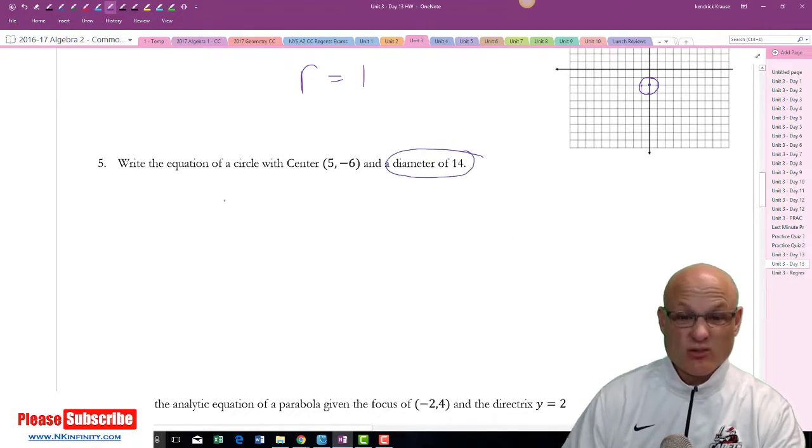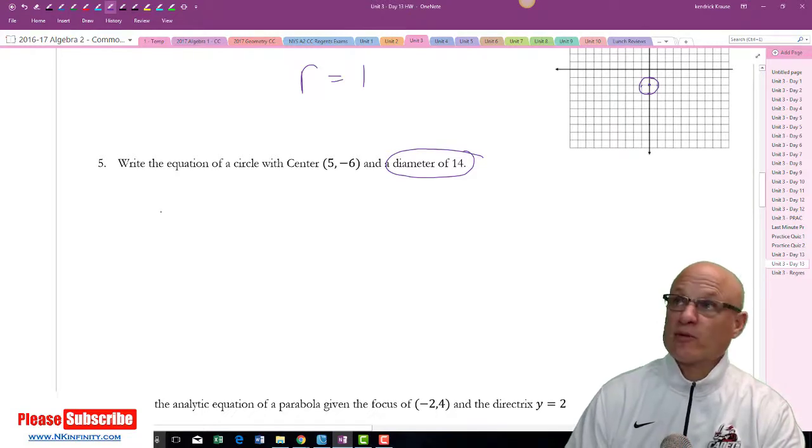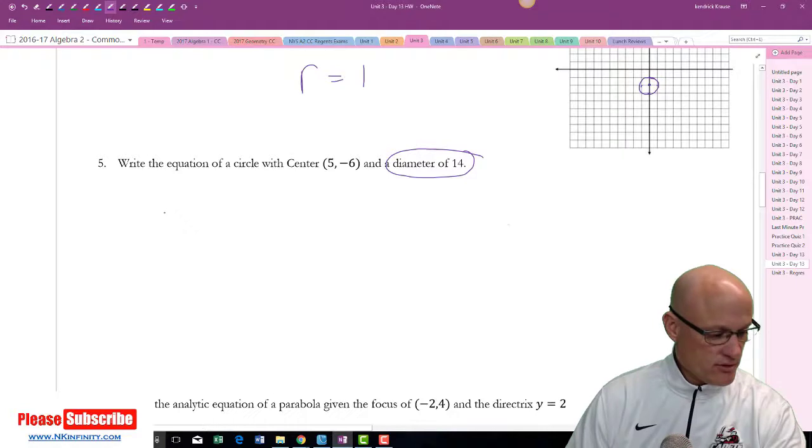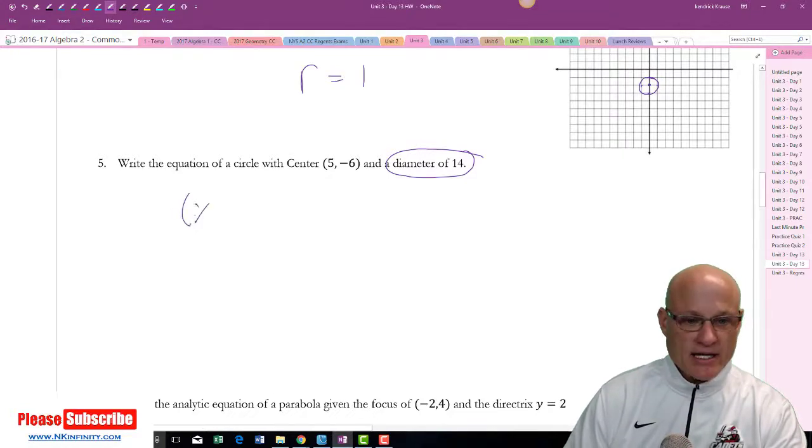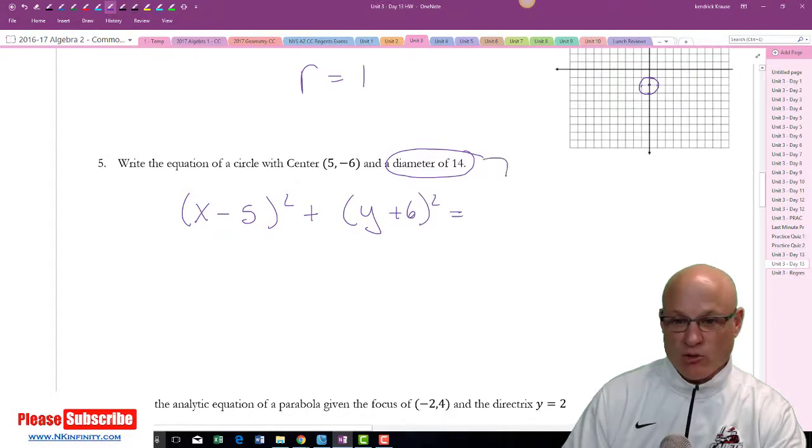Okay, so this one's going to be a little, oh, whoa. That was on your quiz, right? Let's see. Ooh, that reminds me, I've got to go in early and make your quizzes up. Okay, so it's going to be (x minus 5) squared plus (y plus 6) squared equals, now remember, over here goes the radius squared. Well, the radius is 7, so over here should go 49.